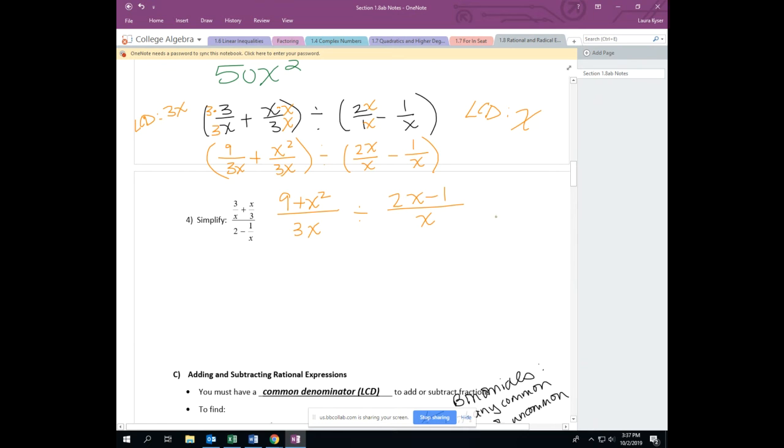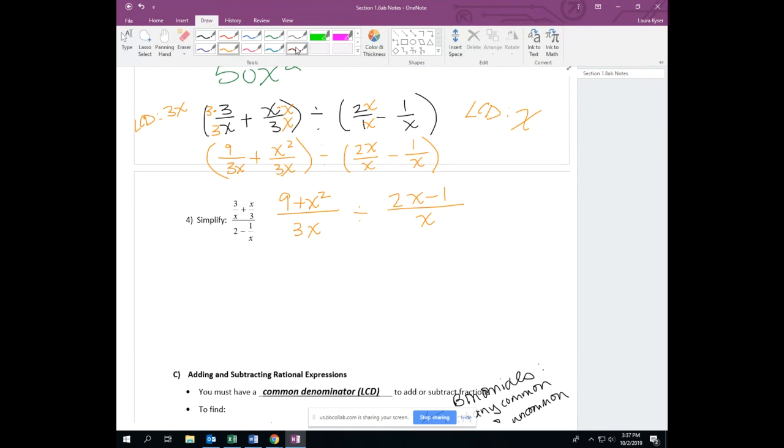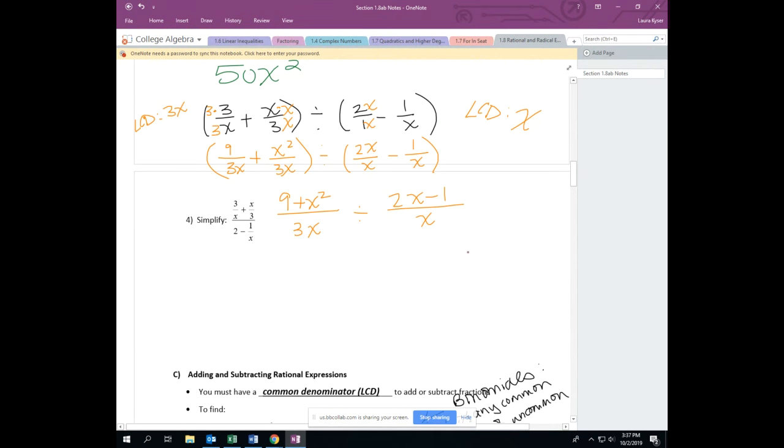Now this is a nice little division problem that we have created by combining all this stuff together and making it look nice and neat. And so now we can do the keep it, change it, flip it. Multiply by the reciprocal. The first expression stays, 9 plus x squared over 3x. The division changes to multiplication. And this second guy here flips over and becomes x over 2x minus 1.